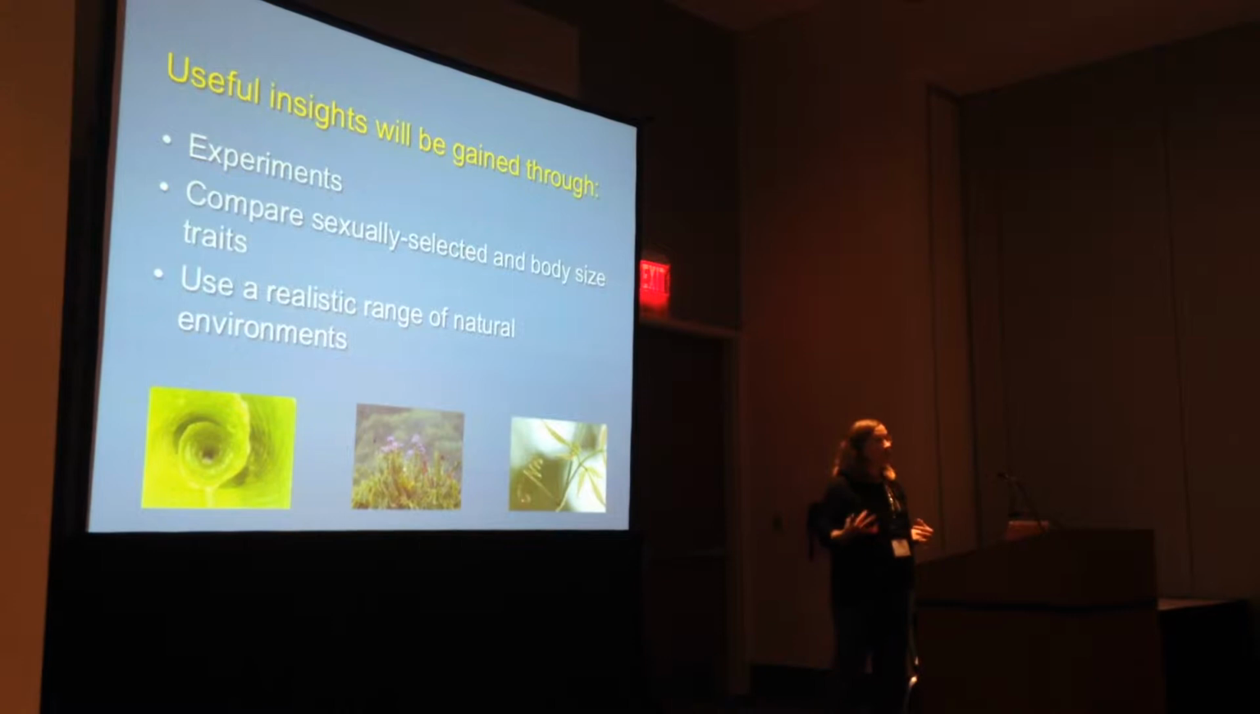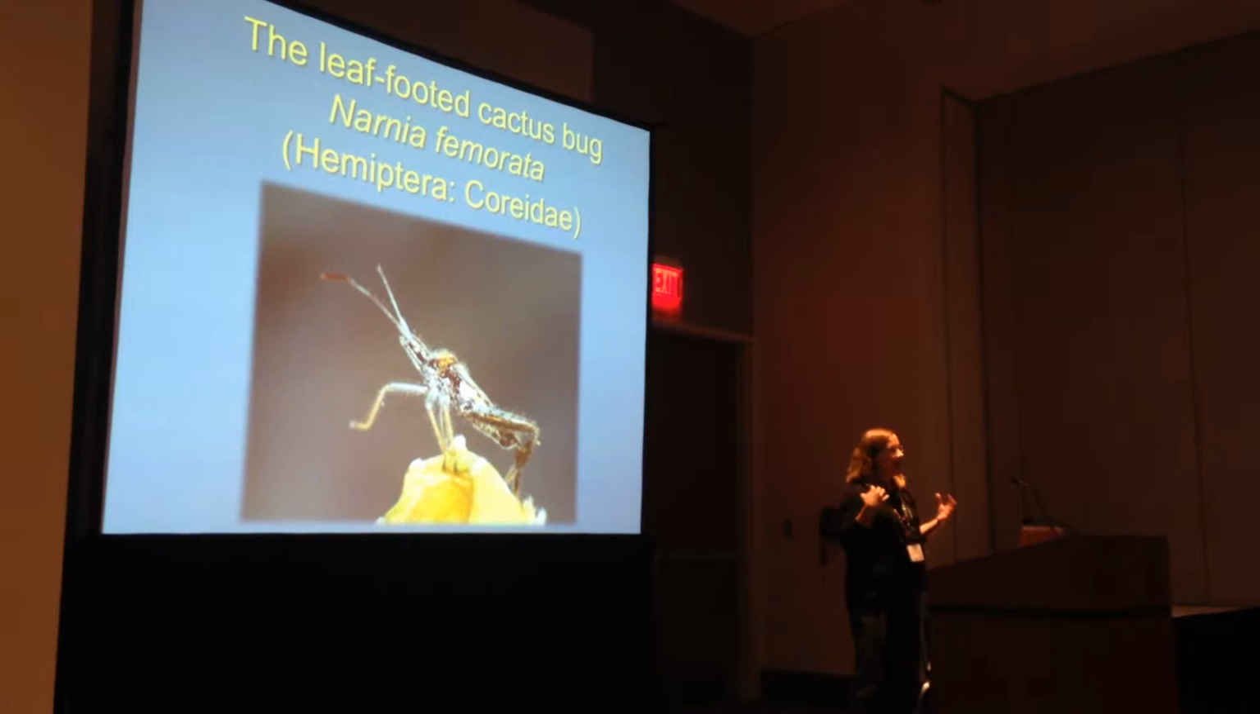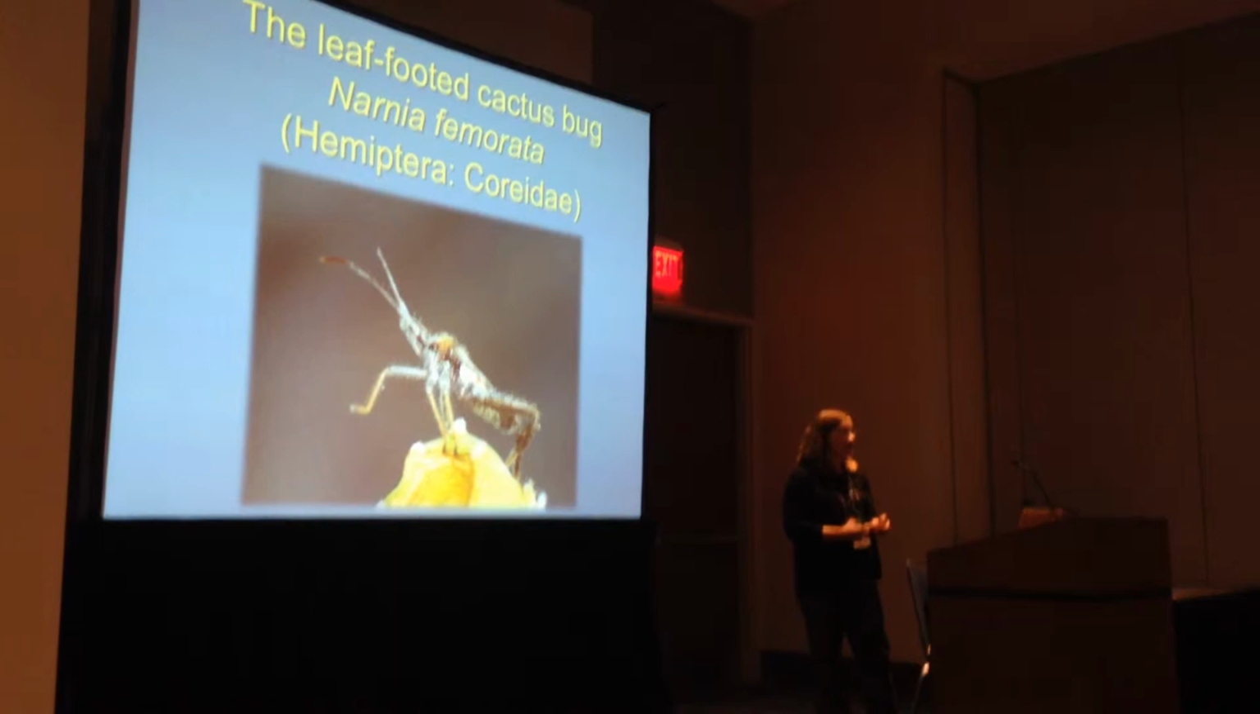So we looked at the condition dependence of sexual dimorphism in Narnia femorata. This species is excellent for this work because it has seasonal variation in resource quality, and we're able to look at how that affected a range of body size traits as well as a sexually selected trait.